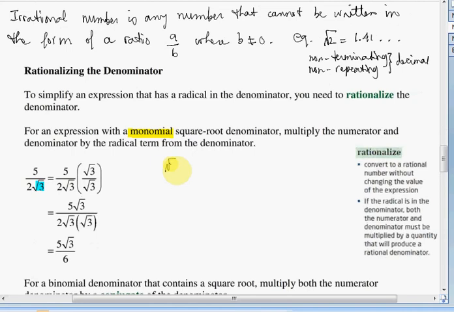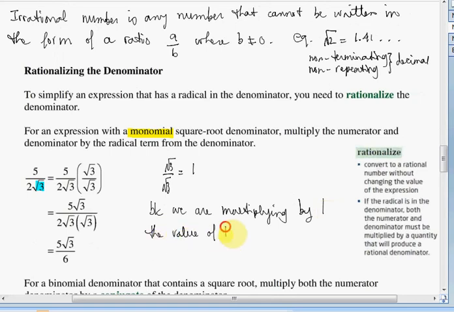Now, why can we do that? Well, if we take a look at root 3 divided by root 3, we know anything divided by itself is equal to 1. And because we're multiplying by 1, the value of the expression does not change.